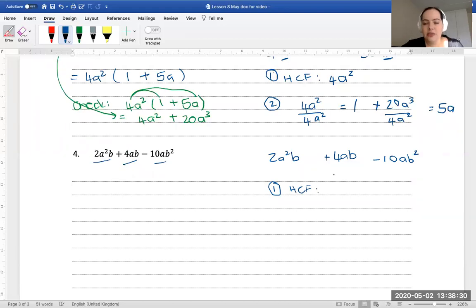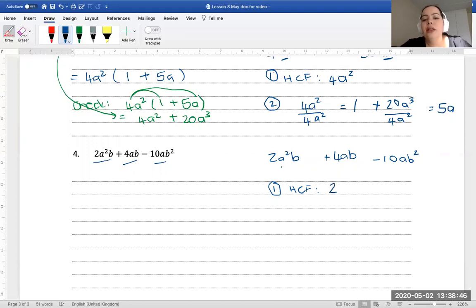Nothing changes here. Let's find the highest common factor between the 3 numbers first. We've got 2, we've got 4, and we've got 10. Well, the only things that go into 2 as well as 4 as well as 10 are 1 and 2. So our highest one is 2.